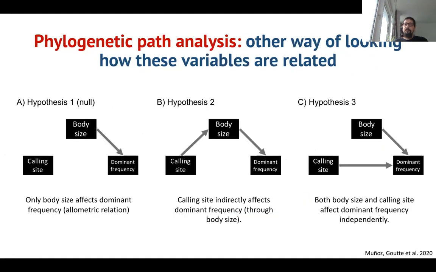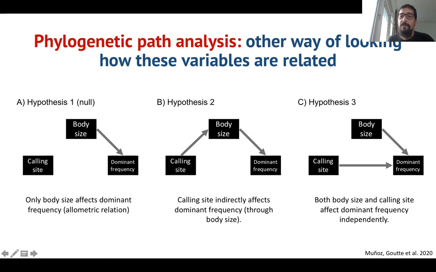We wanted to have a second look at this data using a different way of analyzing it, and we used this phylogenetic path analysis to identify causal links between these 3 variables: calling site, body size, and dominant frequency. So we tested 3 different hypotheses about how these 3 variables are related. The first one is the null hypothesis, because it only has the allometric association. Larger animals produce lower frequency sounds, and we know this across vertebrates. So this is the default model, right?